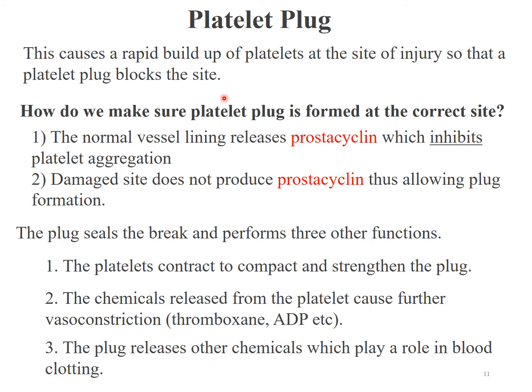Number one, platelets can contract and compact themselves to strengthen the structure of the plug. Remember I told you about platelets have a whole range of cytoskeleton to perform this function. Number two, the chemicals released from the platelets will cause further vasoconstriction, such as thromboxane A2, ADP, and so on. Number three, the plug also releases other chemicals which play an important role in blood coagulation that we'll describe later.